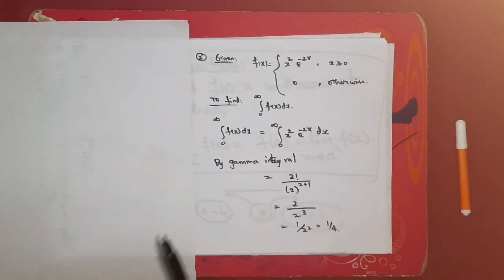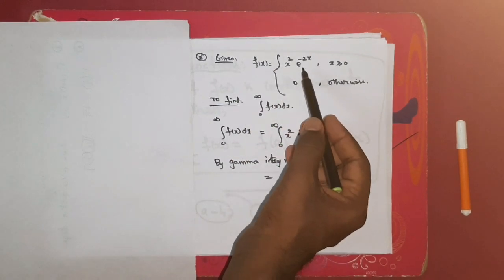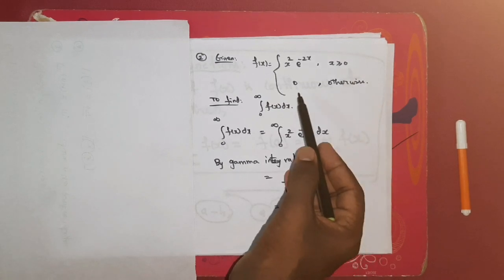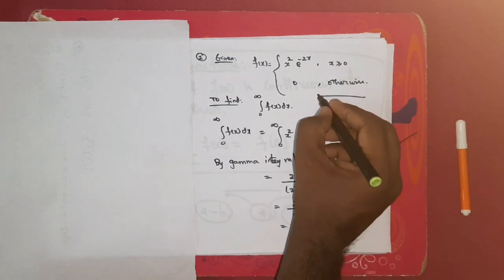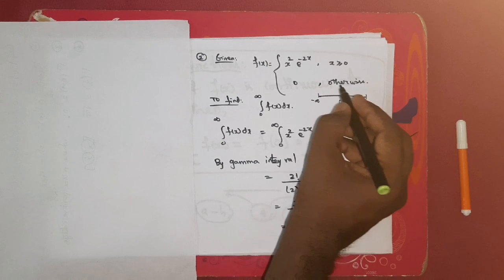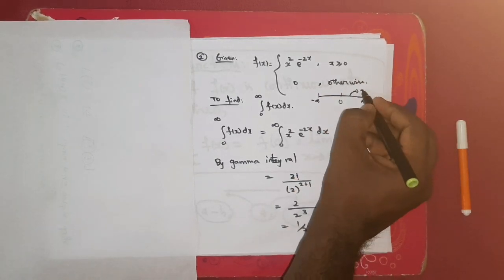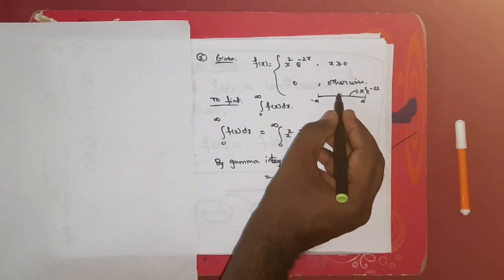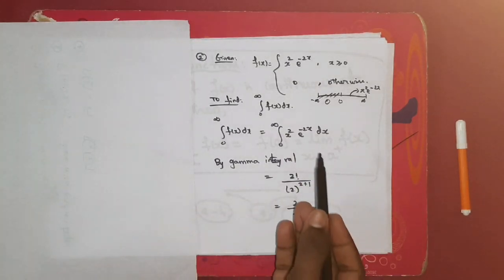So the last sum in this exercise, sum number 2, now we are going to see. The given function f of x is x square into e power minus 2x for x greater than or equal to 0. Otherwise the function is 0. So this means you can draw a real line from minus infinity to plus infinity. So they are defining the function. For x greater than or equal to 0 means this branch. So on this side the function will be x square into e power minus 2x. Otherwise, below 0, the function is 0. So we can just leave this part.